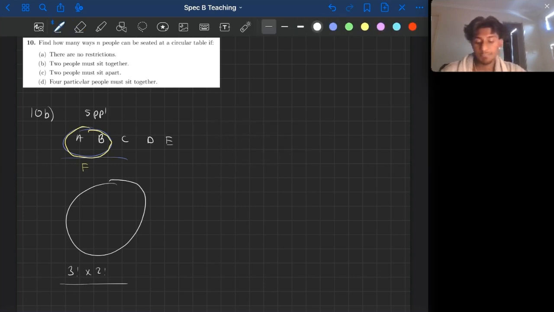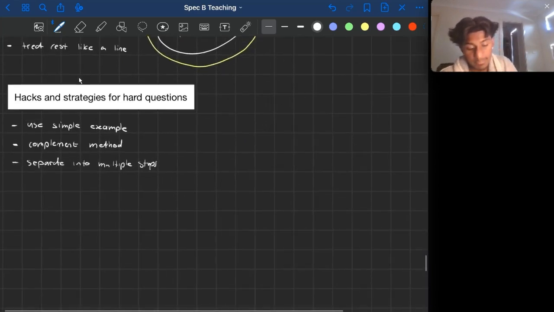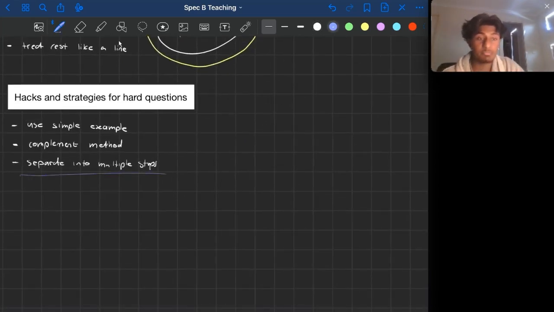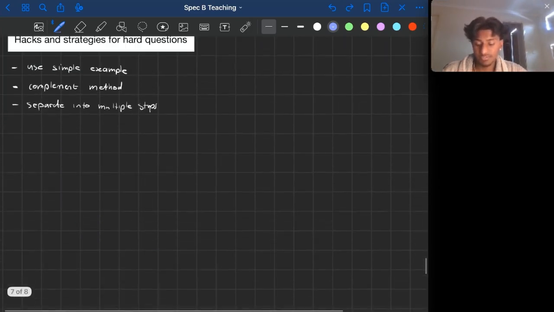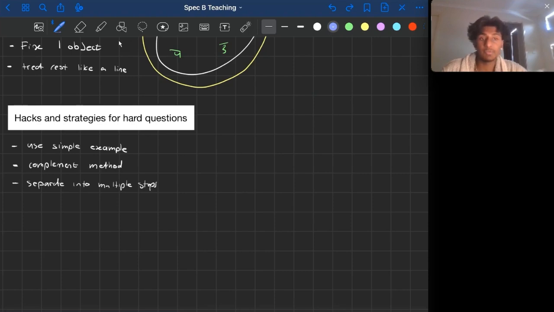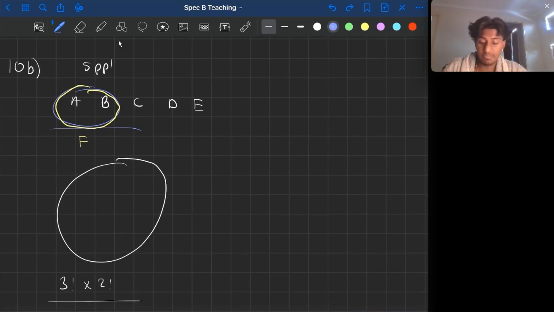Now the question is, instead of 5 people, it's n people. So also, by the way, this thing here where I've put it into 2 different multiplications for the outside group and the inside group, that's an example of the separate into multiple steps method. Because when we're separating into multiple steps, we first arrange the total number of groups and then arrange the subgroups within the groups. So this is how we use this third strategy here. So now we need to use the first strategy where we use a simple example of 5 and then go into the n case. So for 10b, instead of 5 people, it's going to be n people now.